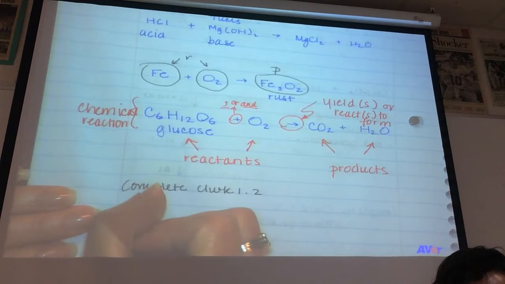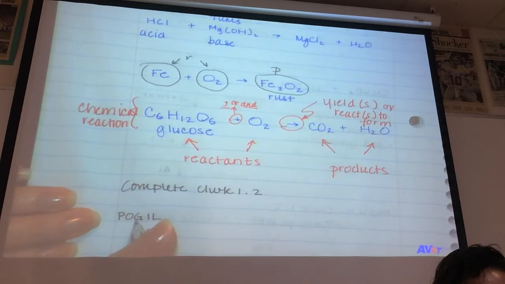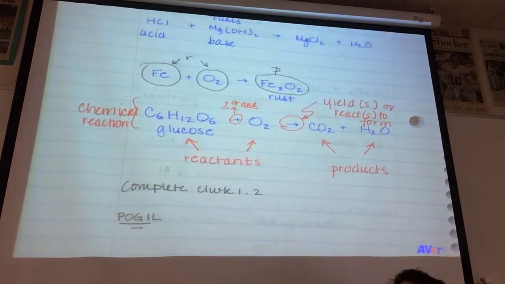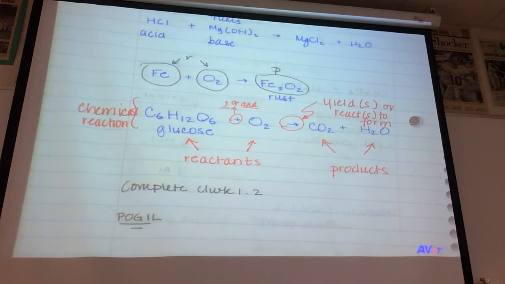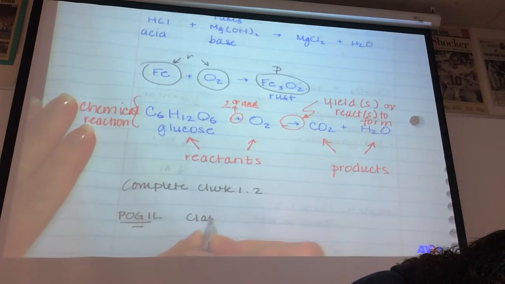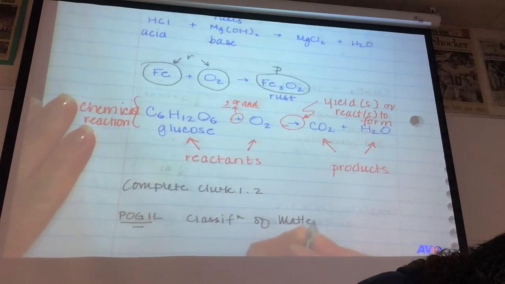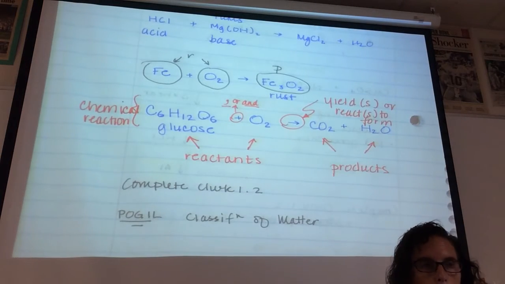The other thing I would like you to work on, I'm not sure you'll finish it today. Period 1 really liked that POGIL activity, POGIL for Process Oriented Guided Inquiry Learning. The POGIL activity I gave you yesterday really went into classification of matter with molecules and atoms and compounds versus elements. So I'd like you to work on that packet as well. And that should help you solidify both concepts.